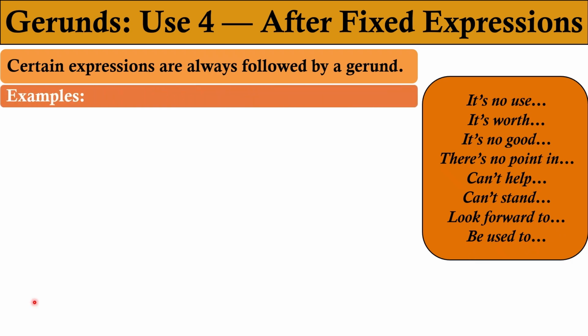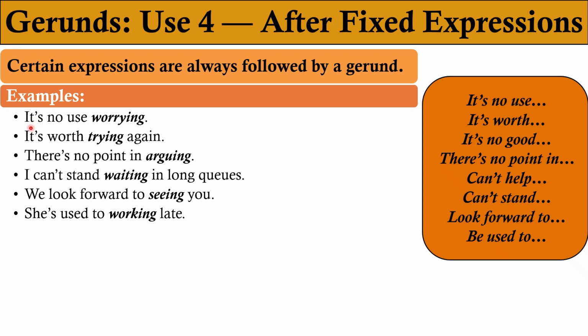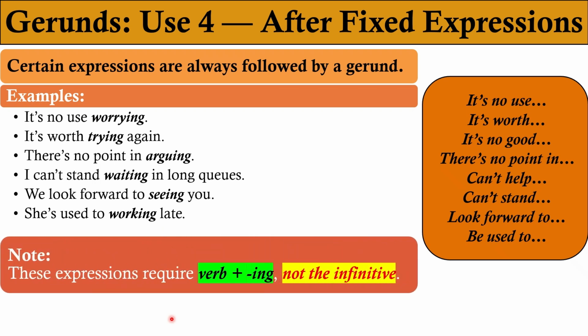Here are some examples. It's no use worrying. It's worth trying again. There's no point in arguing. I can't stand waiting in long queues. We look forward to seeing you. She is used to working late. With all of these expressions, the verb that follows must be in the -ing form. These are fixed expressions in English, so it's a good idea to remember them. They usually take a gerund.